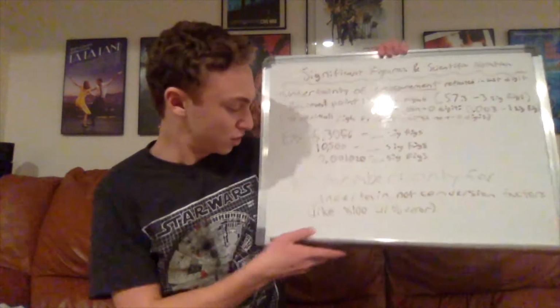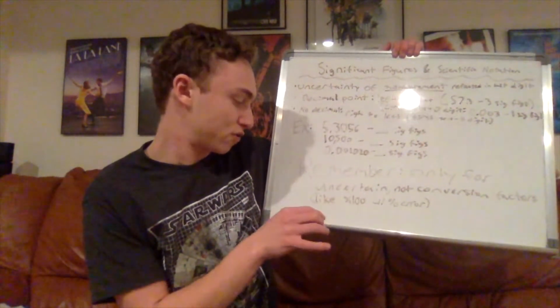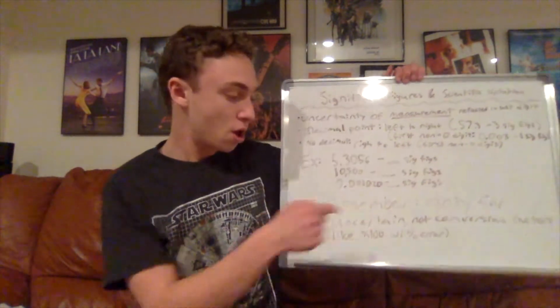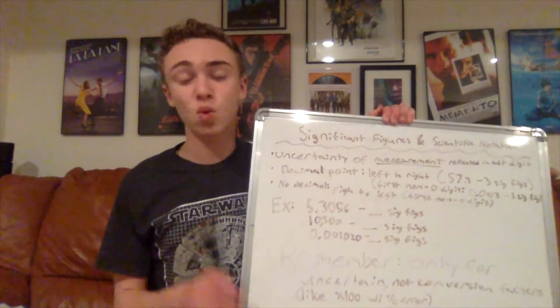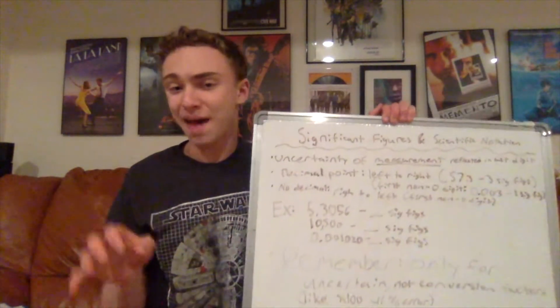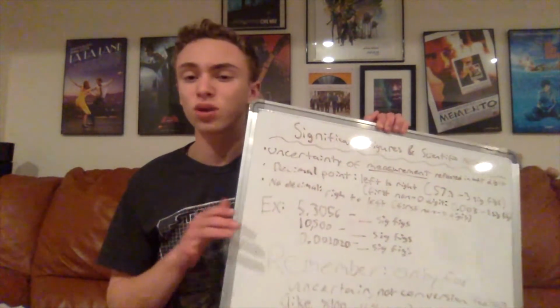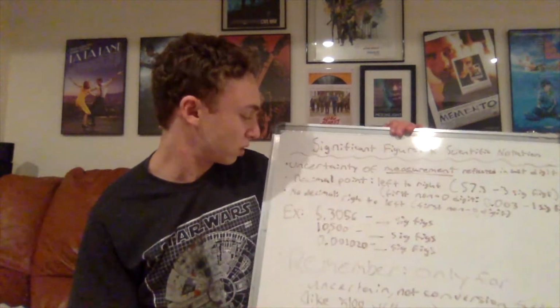So if you see at the bottom, remember, only for uncertain, not conversion factors, like in percent error, which Lerone will be doing a video about, where you multiply by 100 at the end. So you're not going to just do one significant figure for the 100 at the end. It just wouldn't work. So note, these are only for when you multiply with a measurement. Okay, so let's get started.